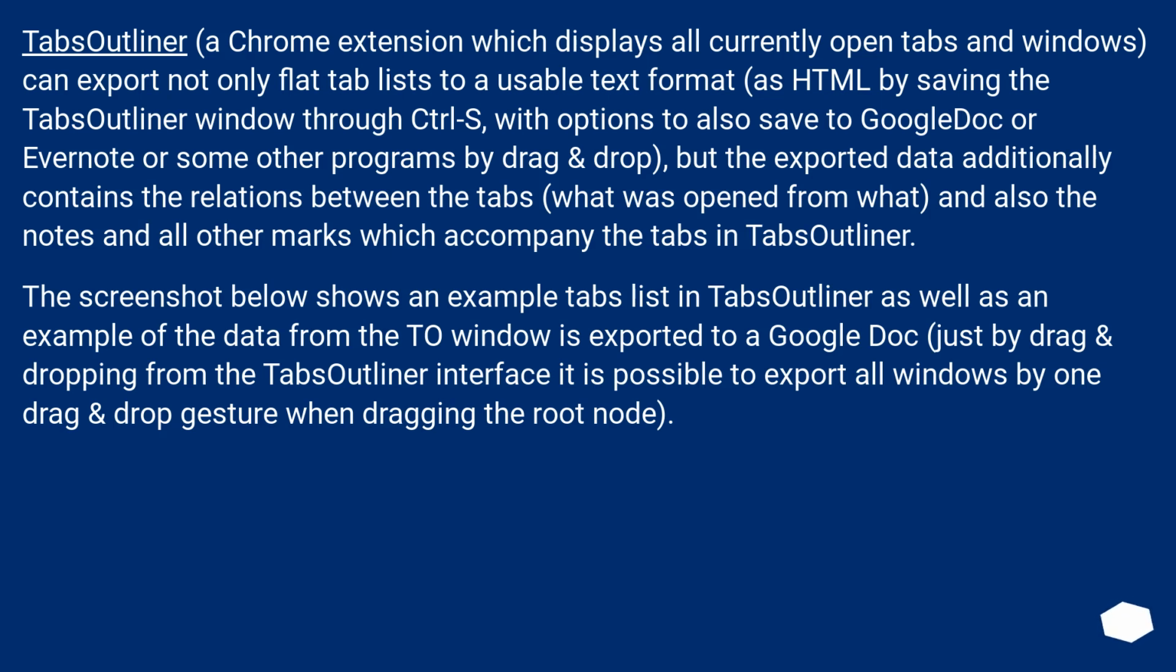Tabs Outliner, a Chrome extension which displays all currently open tabs and windows, can export not only flat tab lists to a usable text format, as HTML by saving the Tabs Outliner window through Ctrl+S, with options to also save to Google Doc or Evernote or some other programs by drag and drop. But the exported data additionally contains the relations between the tabs, what was opened from what, and also the notes and all other marks which accompany the tabs in Tabs Outliner. The screenshot below shows an example tabs list in Tabs Outliner as well as an example of the data from the window exported to a Google Doc.